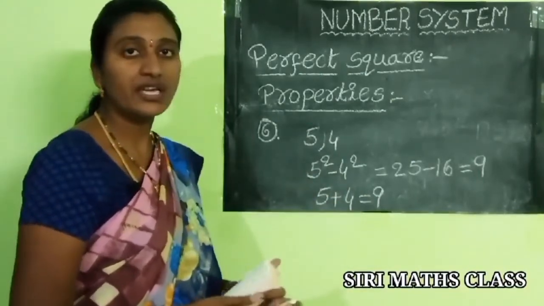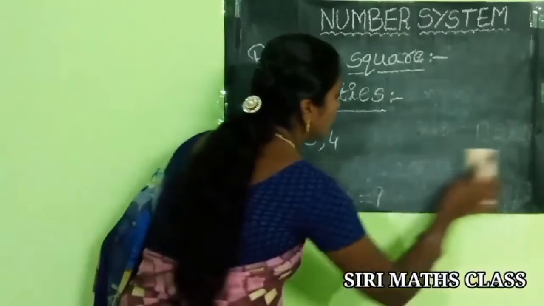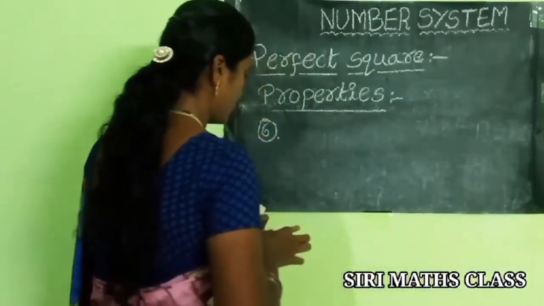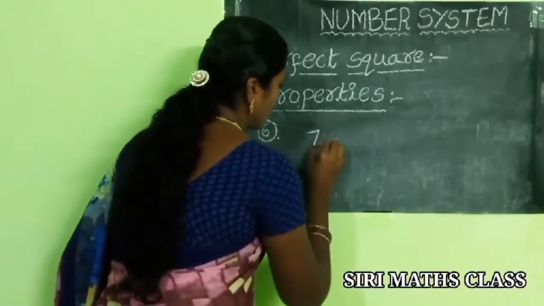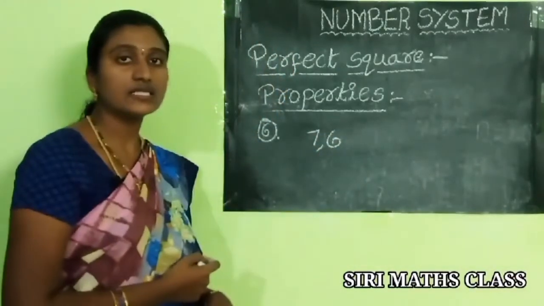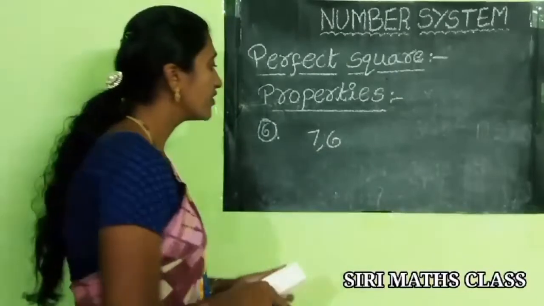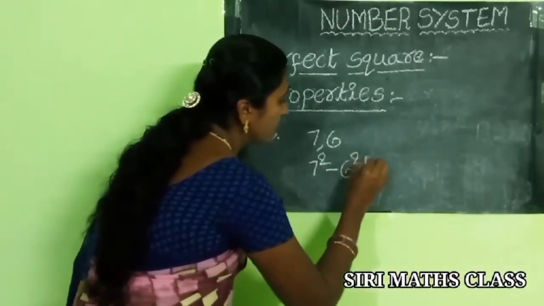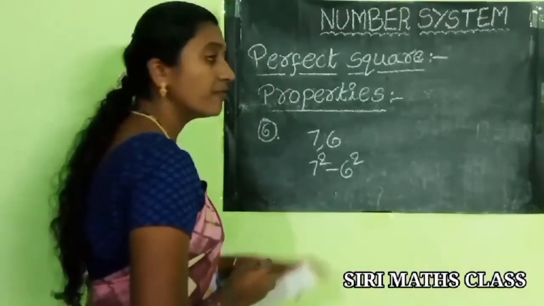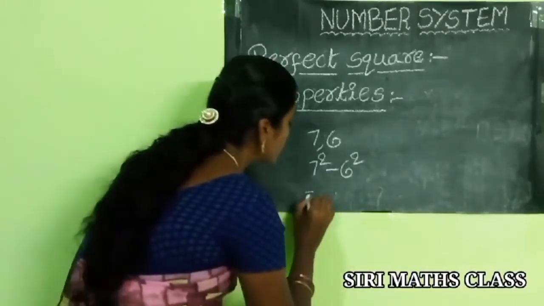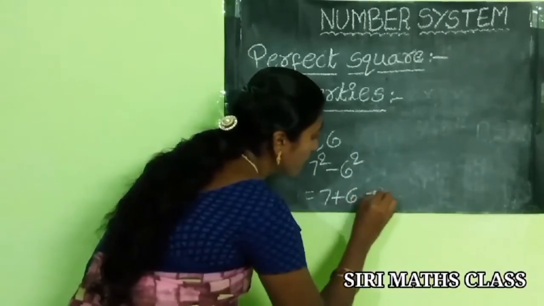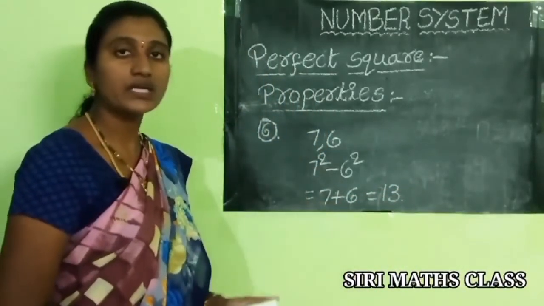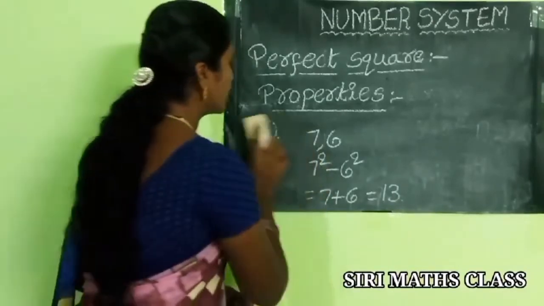Okay, one more example we can take, you will easily understand. 7 and 6. These two are consecutive numbers. What is the condition? Difference between squares of these two numbers. Okay, what is their sum? So 7 plus 6, how much? 13. Okay, this is one more property. Okay, we go to the last property.